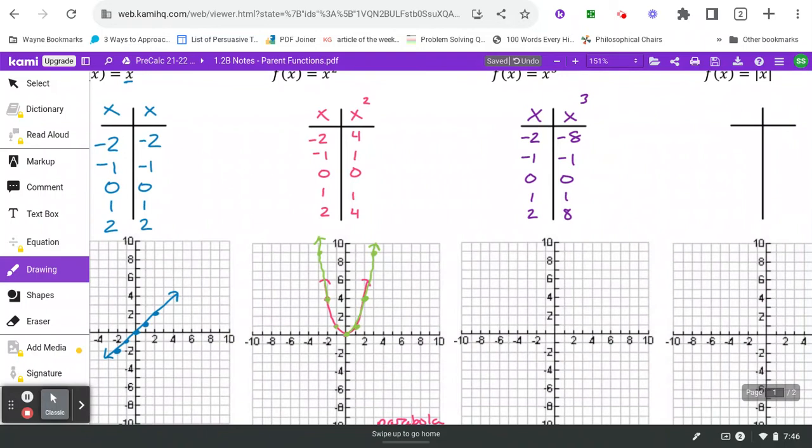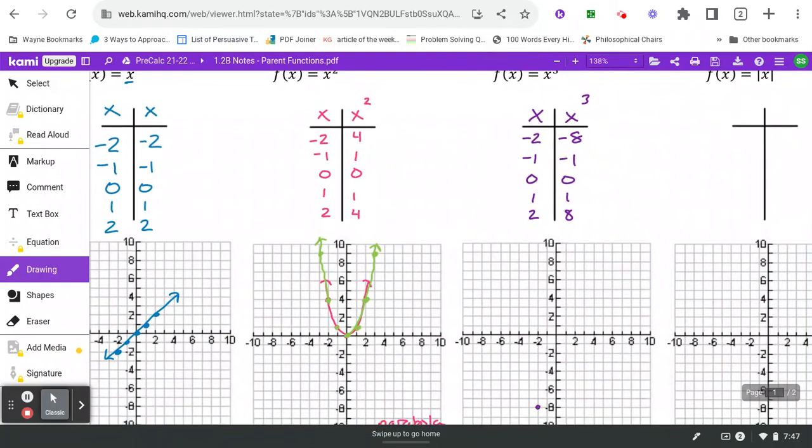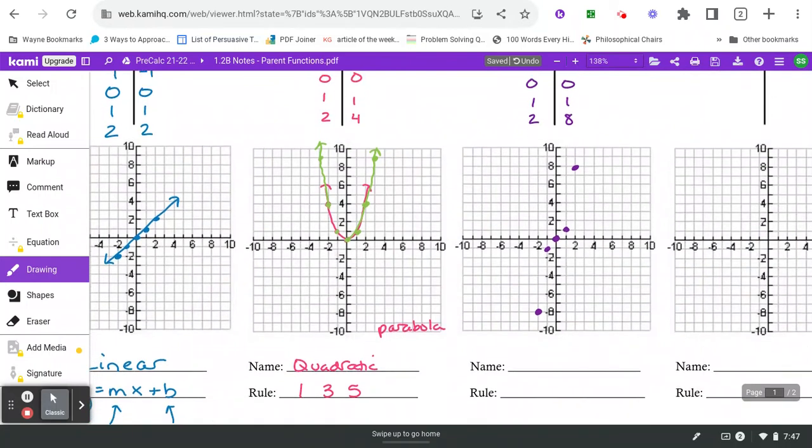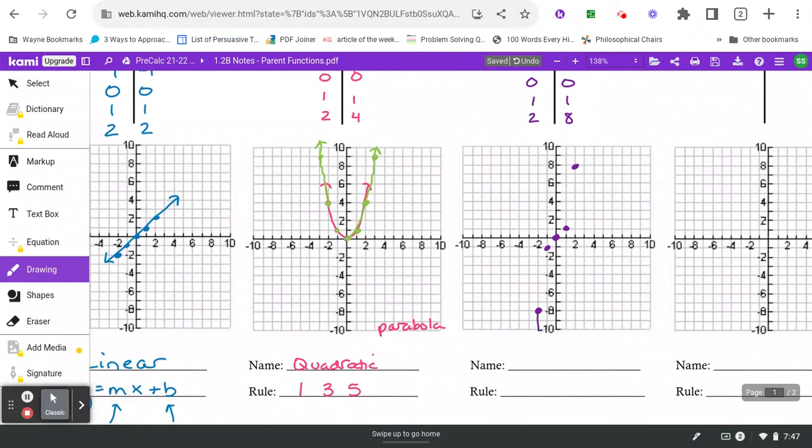Plot the points. -2, -8. -1, -1. 0, 0. 1, 1. And 2, 8. And what you have is this shape right here. The official name for it is a cubic graph that comes from the x squared, x cubed.